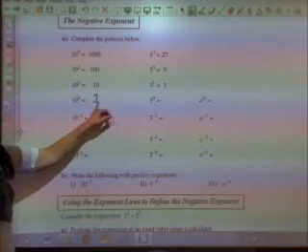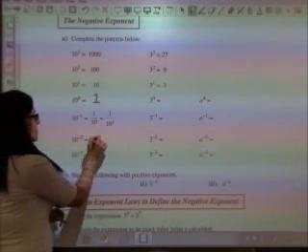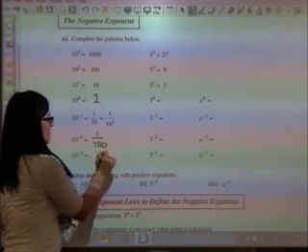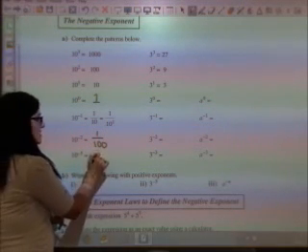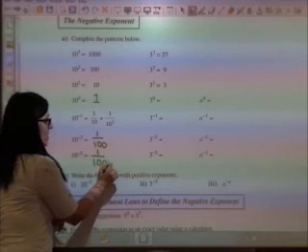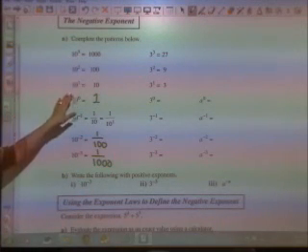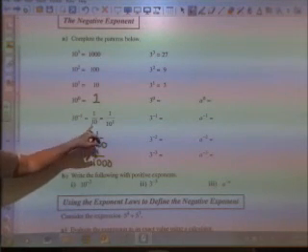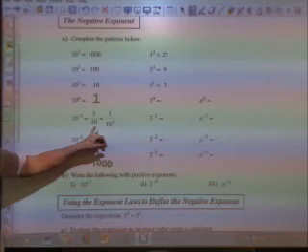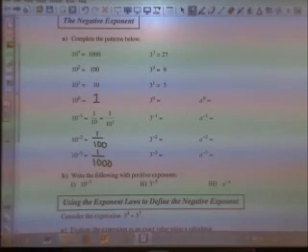So if I keep dividing by tens, I'm going to get 1/10. If I take 1/10 and I divide it by 10, what do I get? 1/100. And if I divide it by 10 again, I will get 1/1000. If I look at my exponents, they keep decreasing by 1. So that 10 to the power of -1 becomes 1/10. And if I write 10 as a power, it's 10 to the power of 1.